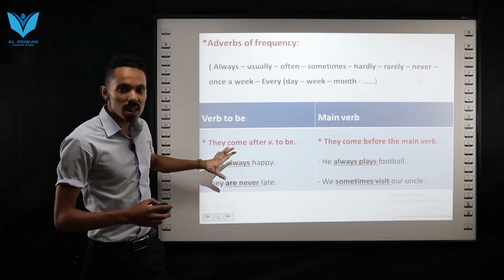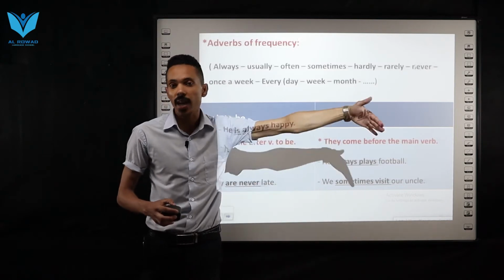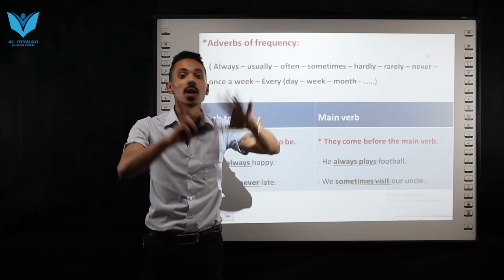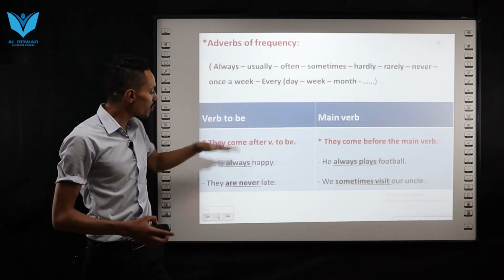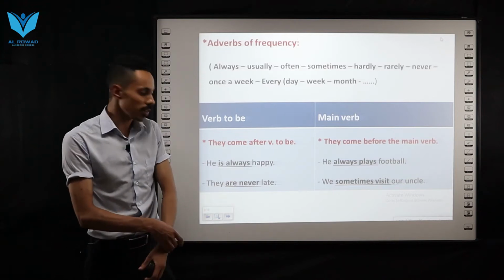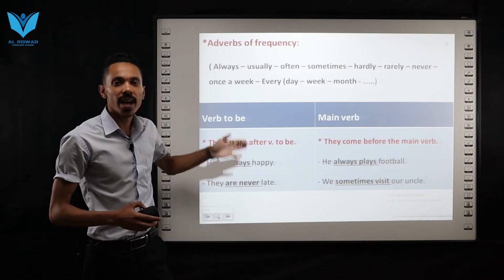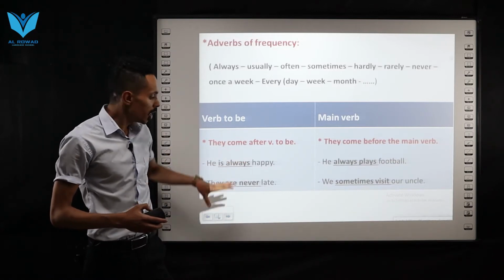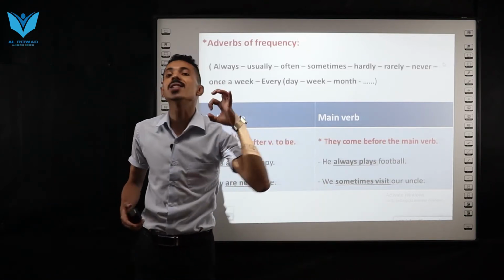I used always here to show the degree of the repetition of the action. So the degree of the repetition of the action is always. So here, what is the place of always? It's after the verb to be. For the second example, they are never late. What is the place of never? After the verb to be, to show that the repetition of this action is zero.